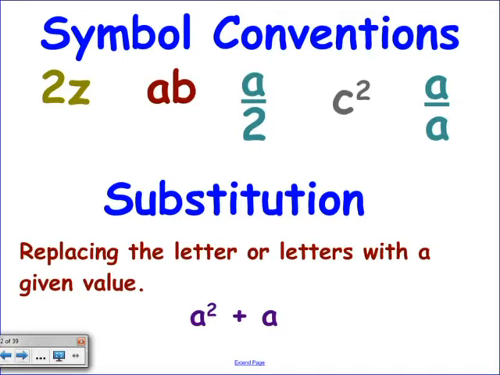One of the biggest things you're going to have to do in all 3 exam papers is substitution. Okay? And that is swapping the value of the letter for a given value that they give you. So in this case, A squared plus A, if I said to you A is 3, what would that become? A squared, so A is 3. 3 times 3, which is 9, plus the 3 equals 12.